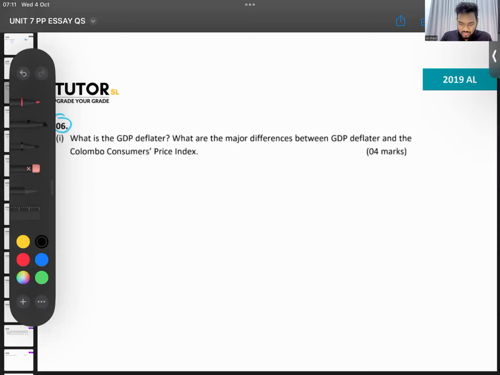So the question has two parts. What is the GDP deflator? Maybe for something like this, out of 4 marks, they can either give us 1 mark or maybe 2 marks. They are not going to give 3 or 4 marks for what is the GDP deflator. And then, what are the major differences between the GDP deflator and the Colombo Consumer Price Index? If they give 1 mark for the first part, they might give, let's say, 3 marks for this. If they give 2 marks for the first part, they might allocate 2 marks for this.